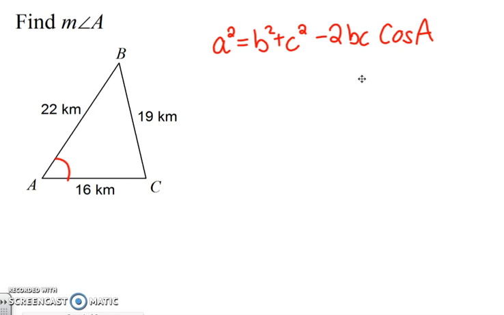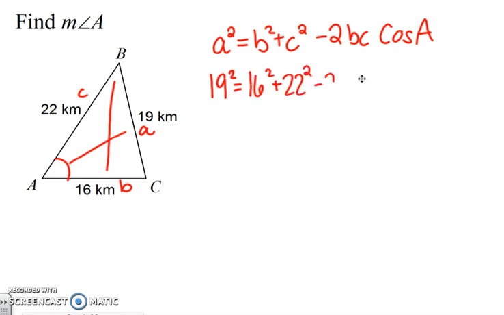Okay. So now we're going to substitute in what we know. So I know that this is my little a, this is my little b, and this is my little c. So I would say 19 squared equals 16 squared plus 22 squared minus 2 times 16 times 22, all times the cosine of A.